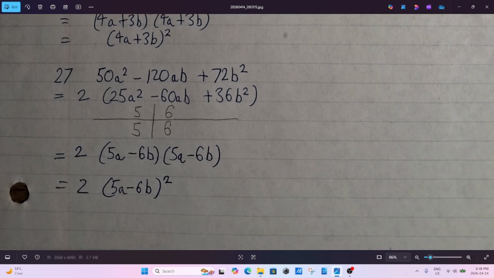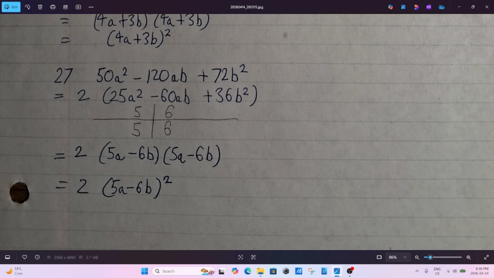Question 27. Factor a 2 out from all the terms. Then we can see that for 25, that's 5 times 5. And for 36, that's 6 times 6. So we draw a cross and we write out the 5 on one of the sections and the 5 on the bottom section, and the 6 on one of the sections, representing the last term, and the 6 on the bottom there.